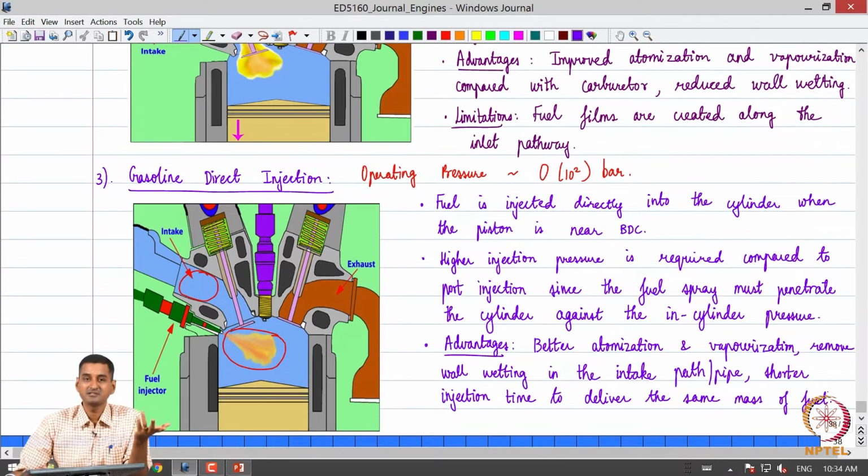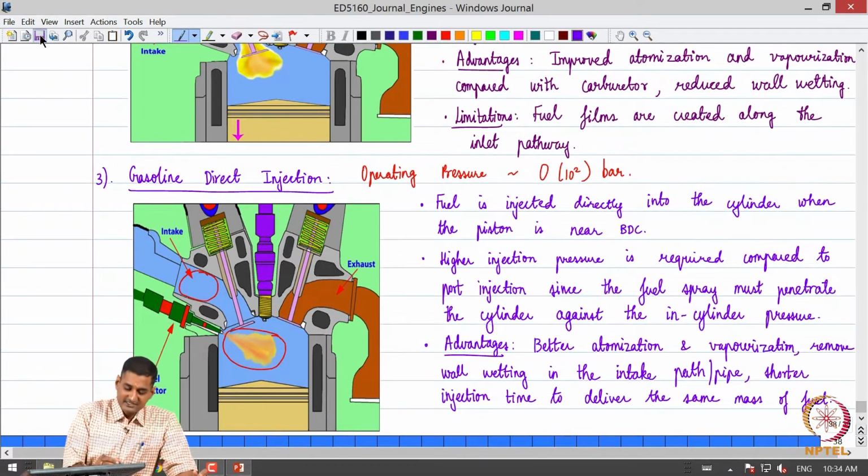Of course, what is the main limitation? Cost and complexity increase. So, if you want these benefits. So, this is GDI, gasoline direct injection.